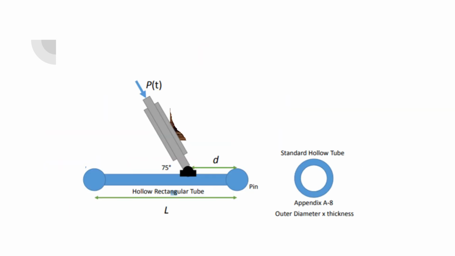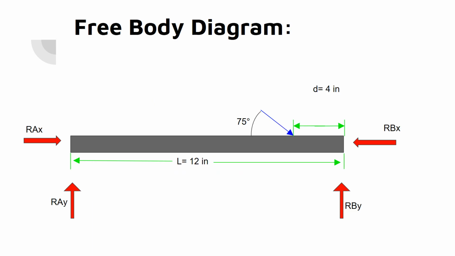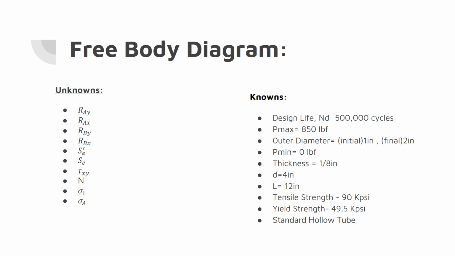This is a little visual representation of the suspension system. You can see the angle between the shock and the tube, and we're told that the tube we're using is a standard hollow tube, right there in the second picture. So this is our free body diagram. As you can see, it's held by pins at the two ends, so we know that a reaction force is created there on both sides. And the pins obviously have reactions in both the x and y directions. From this free body diagram, we're able to solve. These are our unknowns and our knowns.